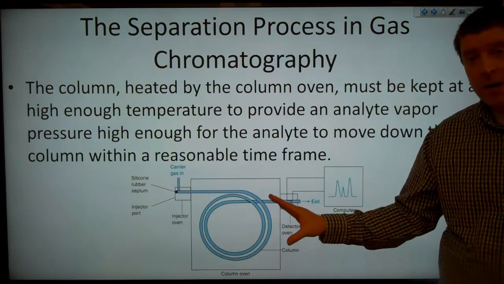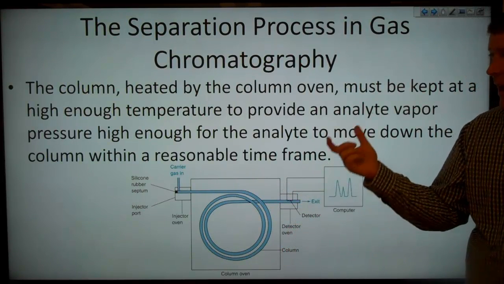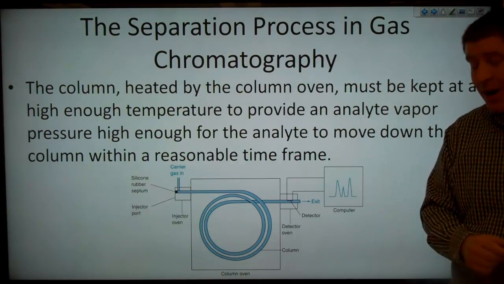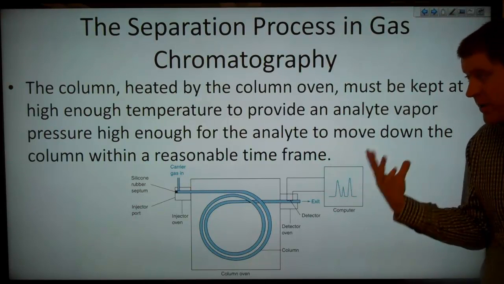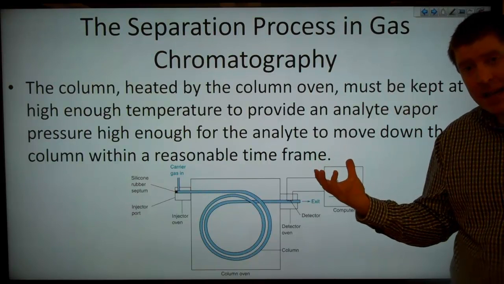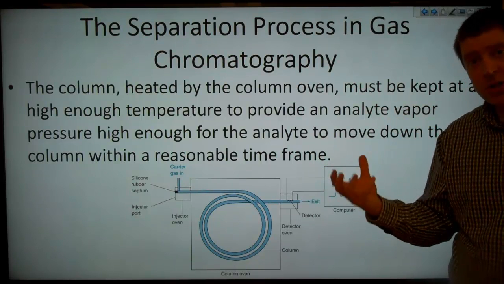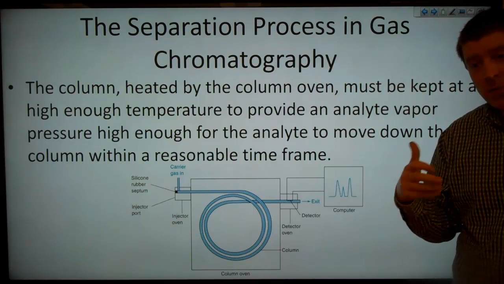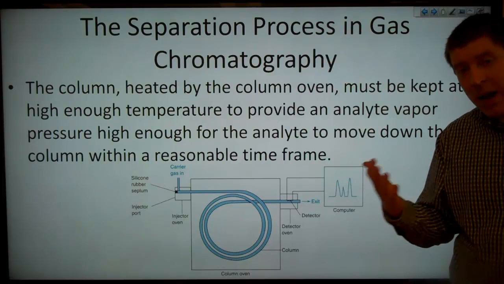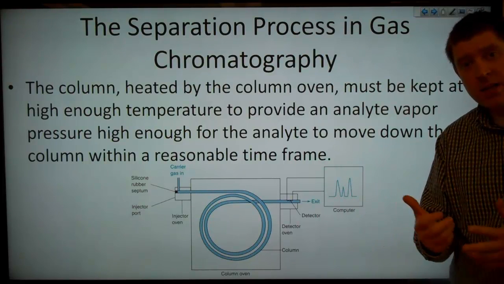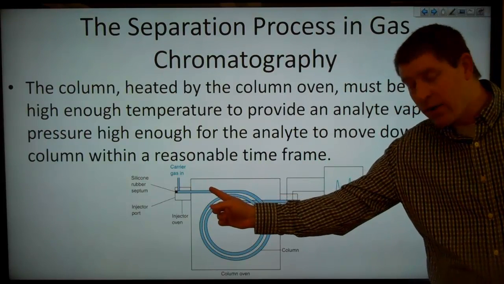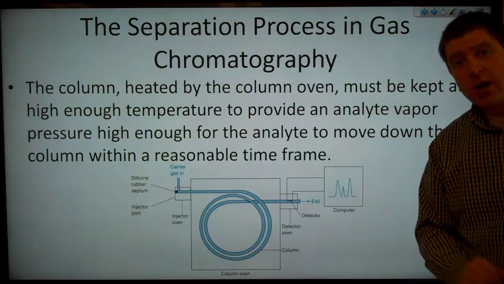Now the column here is heated by the column oven because it must be kept at a high enough temperature to provide an analyte vapor pressure high enough for that analyte to move down the column within some reasonable time frame. We don't want that analyte vapor condensing on the column and just sitting there. We want it to be spending a lot of its time in the gas phase and partitioning back and forth between the mobile phase and the stationary phase so that it gets separated from the other components, but so that it doesn't sit on the column forever and take hours to come off that column.